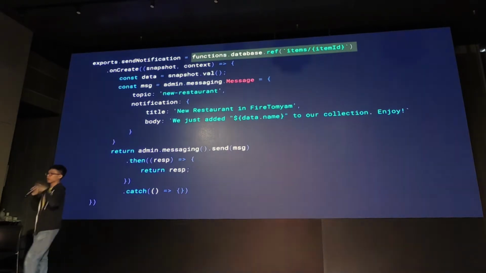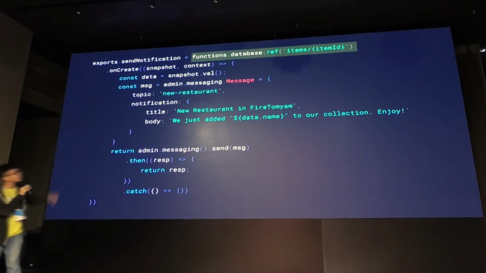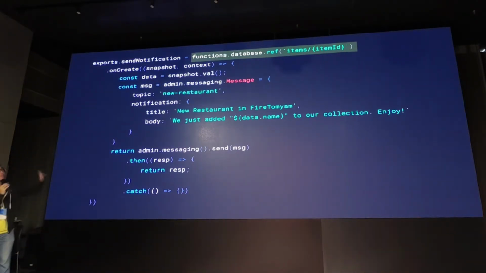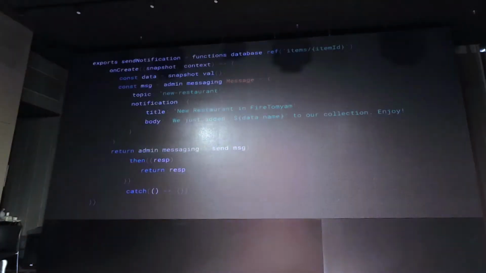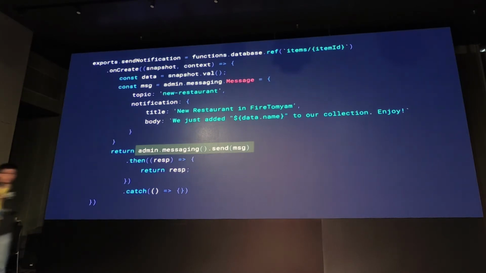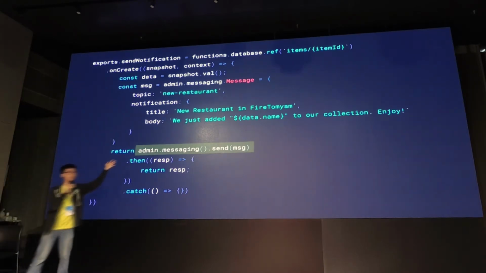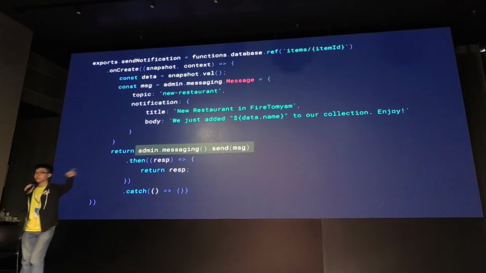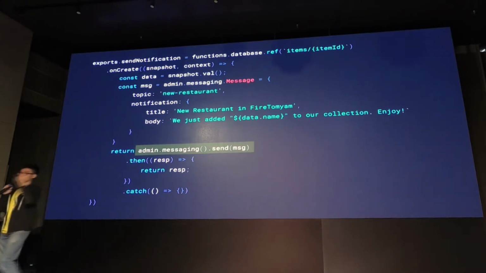Right now, I create a new restaurant in the app. Again, using the same method you saw just now, we have the function database, the item inside item ID, which is our new restaurant, and if the new restaurant is newly created, then we can use the admin. We can send a message, in this case basically a push notification. But before we send it, we need to choose who we want to send it to and what the content of the message is.